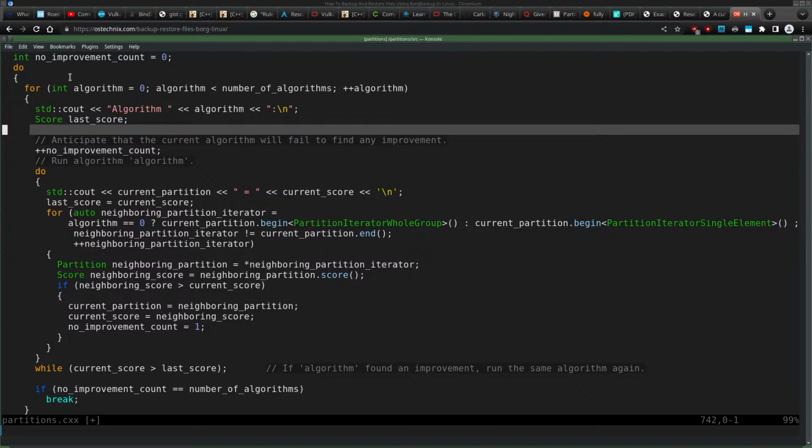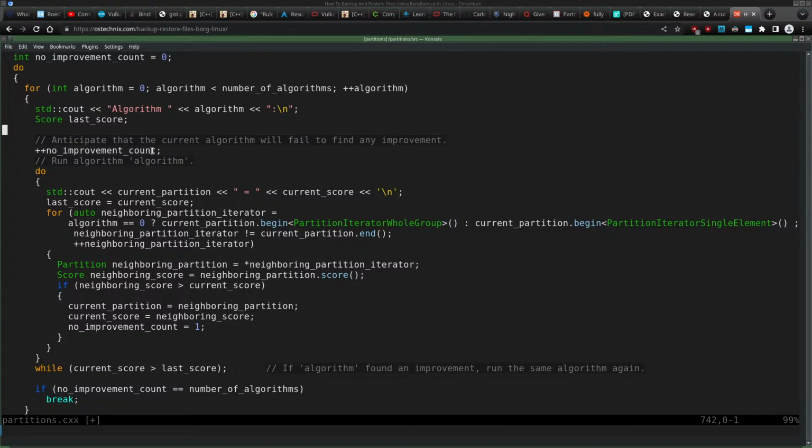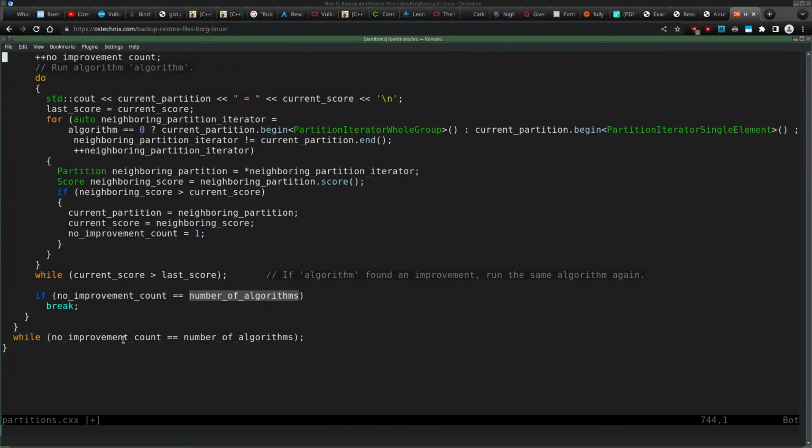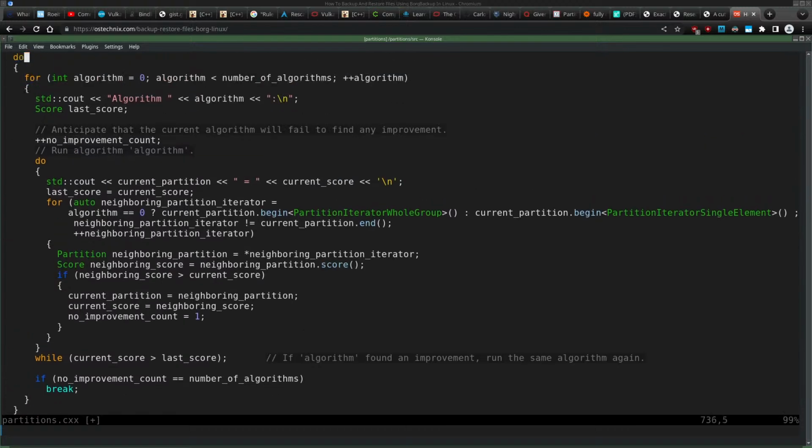Yes, some Dutch. And then we anticipate that the next algorithm also will fail, so we set the no improvement count to 2. And then assume that this is never true, so it did indeed not find an improvement. Then we did not set it to 1 again, therefore it's still going to be 2 when we leave this. And then the no improvement count equals the number of algorithms, which is set to 2. Therefore we break out of this loop.